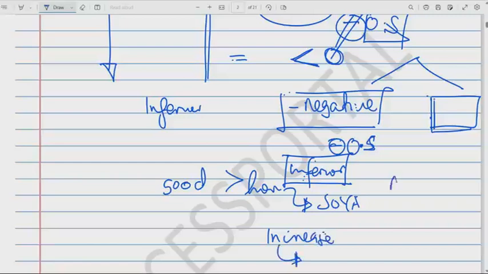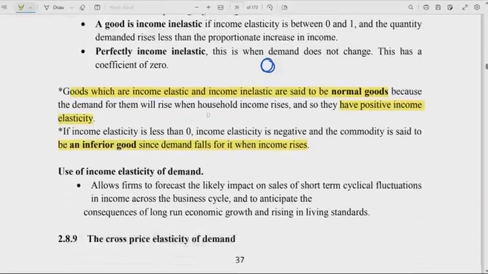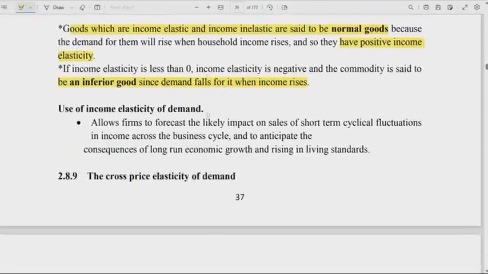While when it is a normal good, we expect that when my money is increasing, now I will consume more of that. For example, let's say beef, right? If you eat once a week, we'll now be eating thrice a week because my income now has increased. That's a normal good. So let's look at the use of income elasticity of demand.